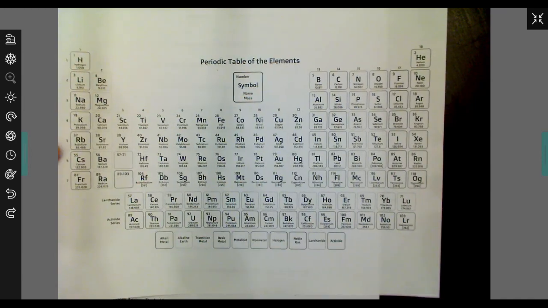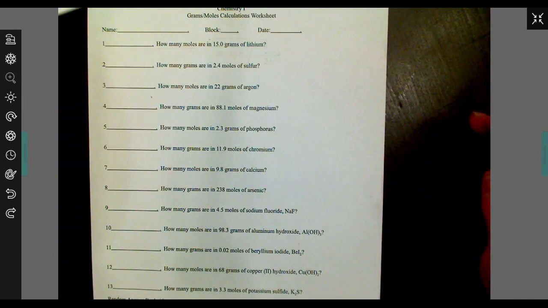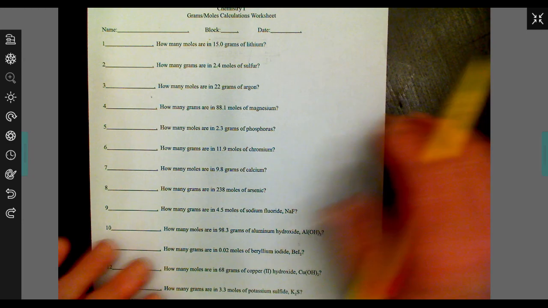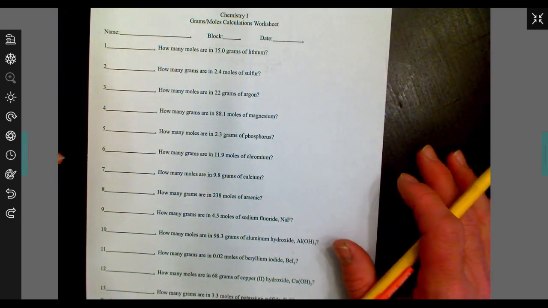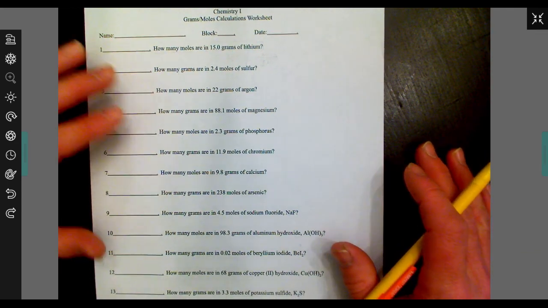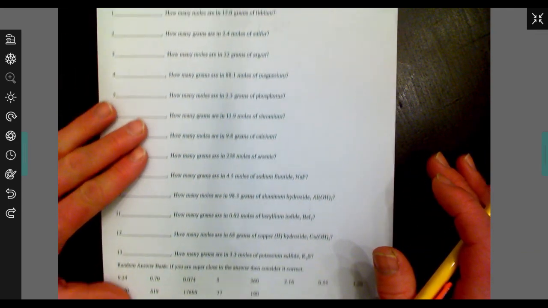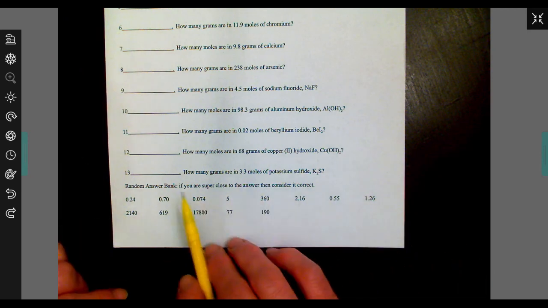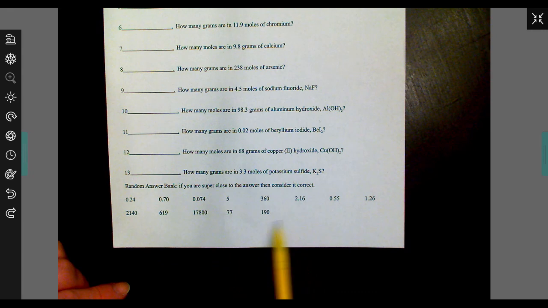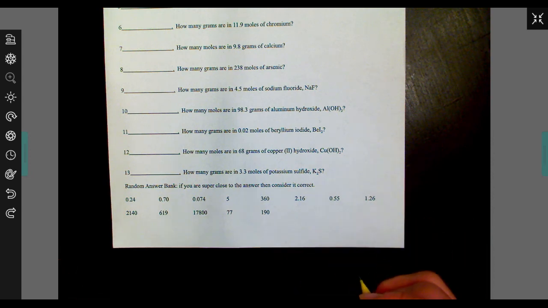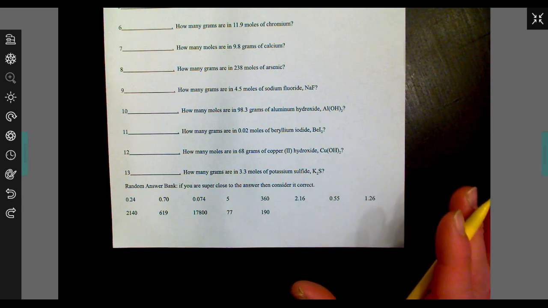Okay. So here's what we're going to do. Here's the worksheet we did in class. I'm going to work a few, and then maybe you can pause the video and you can work some. Once you work some, you'll notice at the very bottom of the worksheet is an answer bank. Now, these answers have been rounded to obey the scientific rounding rules, the sig fig rules or significant figure rules of rounding. I'm going to teach that next week.